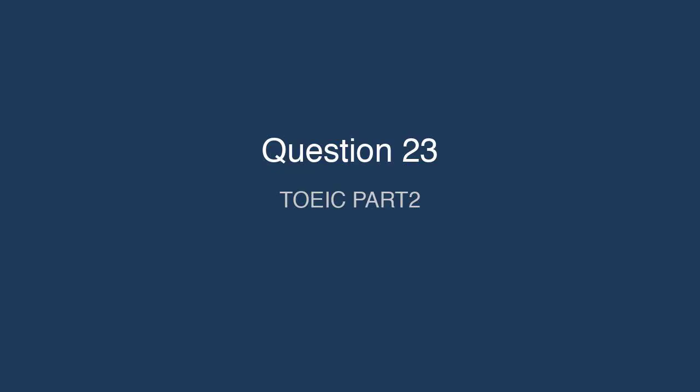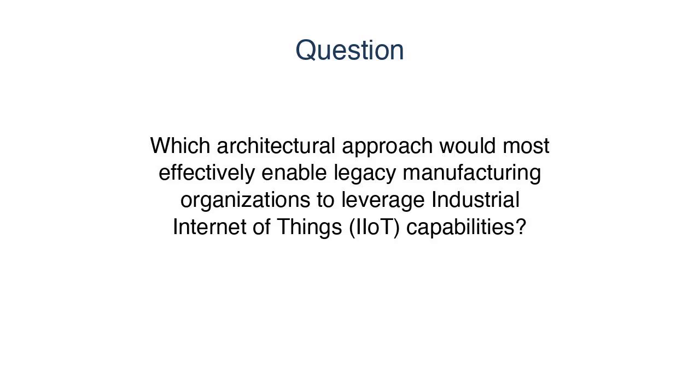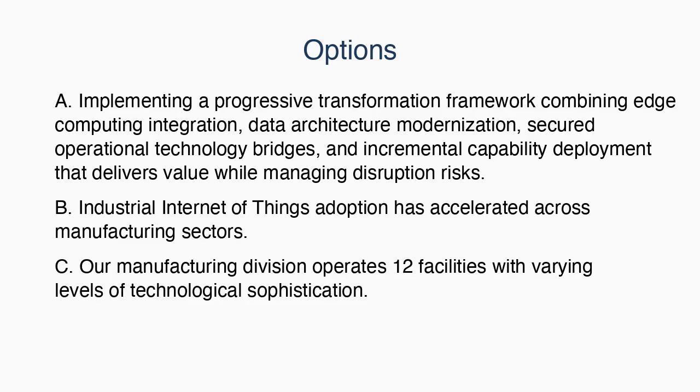Question 23. Which architectural approach would most effectively enable legacy manufacturing organizations to leverage industrial Internet of Things (IIoT) capabilities? Here are your options. A. Implementing a progressive transformation framework combining edge computing integration, data architecture modernization, secured operational technology bridges, and incremental capability deployment that delivers value while managing disruption risks. B. Industrial Internet of Things adoption has accelerated across manufacturing sectors. C. Our manufacturing division operates 12 facilities with varying levels of technological sophistication.